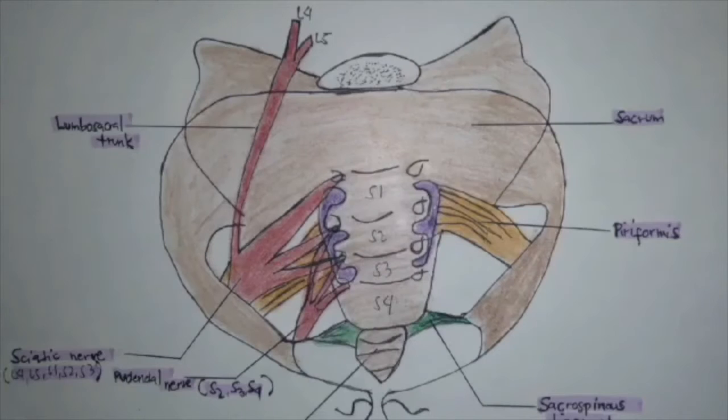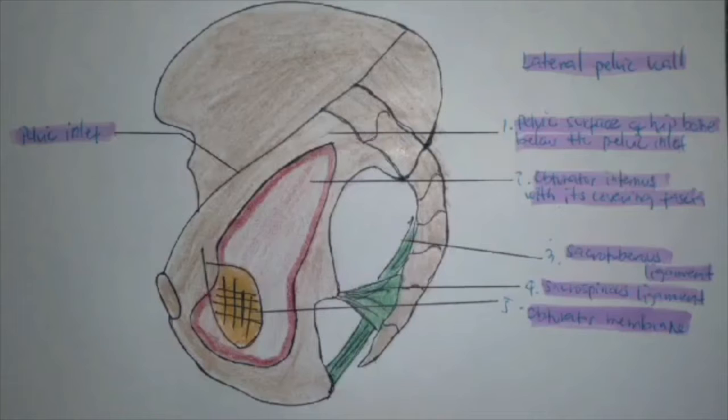Another wall, which is extensive in nature and is composed of the pelvic surfaces of the sacrum and coccyx, is the posterior wall. It's lined by the piriformis muscles with their covering fascia. The lateral wall is composed of the pelvic surface of the hip bone below the inlet, the obturator membrane, the sacrotuberous and sacrospinous ligaments, and the obturator internus muscles with their covering fascia.